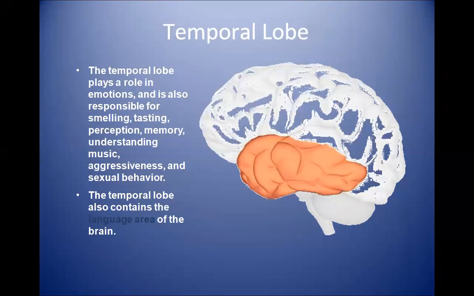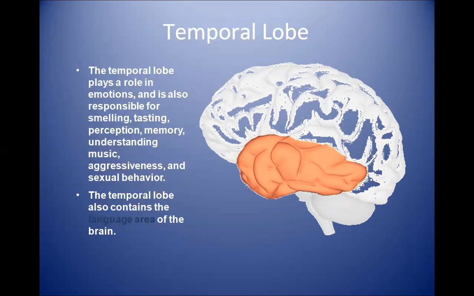Then next is the temporal lobe. The temporal lobe plays a role in emotions and is also responsible for smelling, tasting, perception, memory, understanding music, aggressiveness, and sexual behavior. This one is the temporal lobe. So the temporal lobe plays a role in emotions. Means ये किसके लिए responsible है? It will be responsible for playing an important role in our emotions. ये हमारे emotion के लिए responsible होता है, because in human beings we have emotions. Emotion means कभी हम खुश हो जाते हैं, कभी हम दुखी हो जाते हैं, कभी हम डिप्रेस हो जाते हैं. So this comes under this.